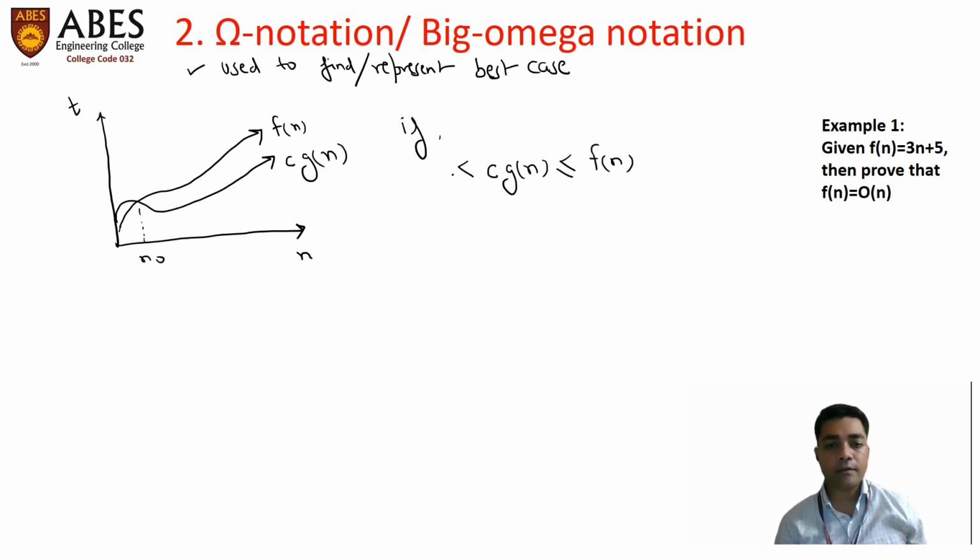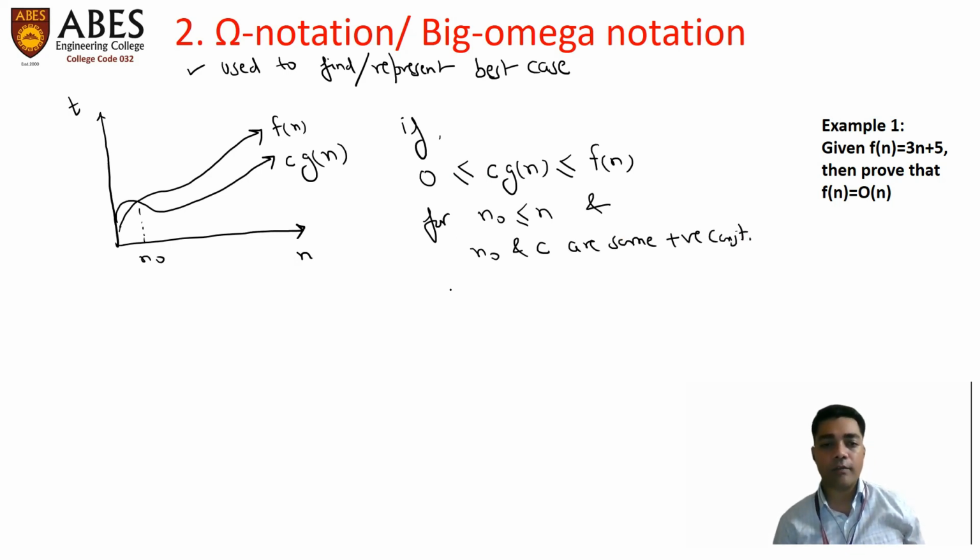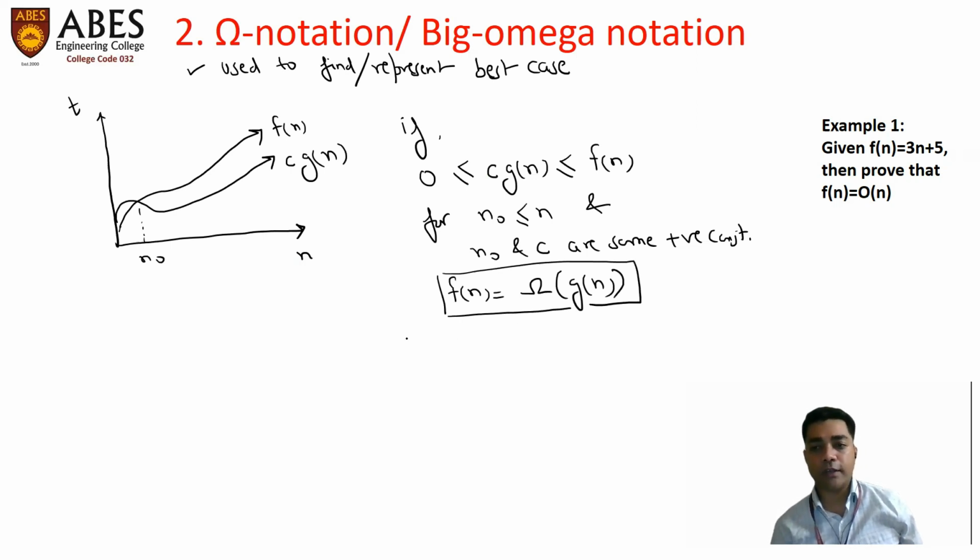And c·g(n) is greater than or equal to 0, if this is true for n0 less than or equal to n, and n0 and c are some positive constants. If we are able to prove these things, we will say f(n) is equal to big omega of g(n). We will say f(n) is equal to big omega of g(n).